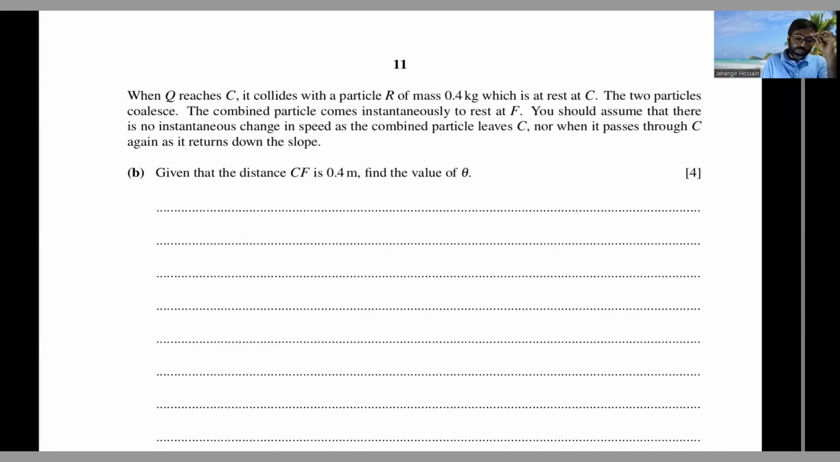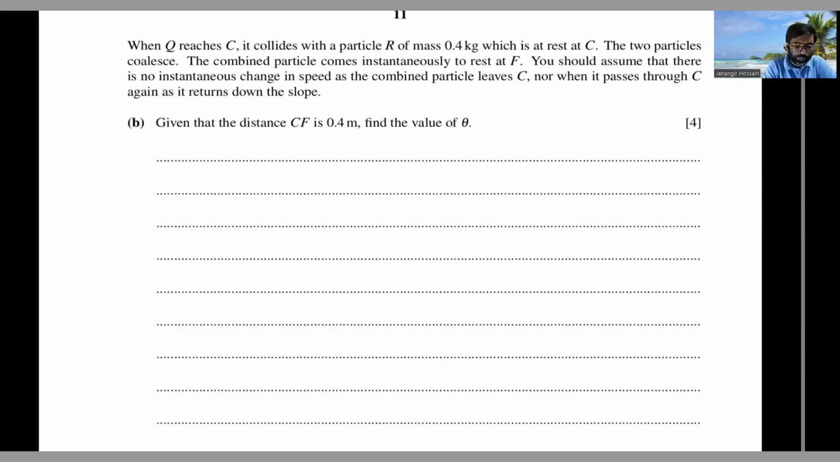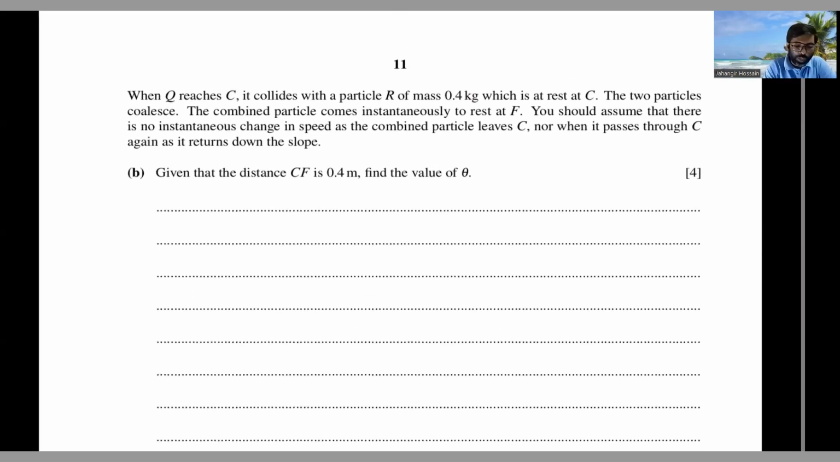Now, you should assume that there is no instantaneous change in speed as the combined particle leaves, nor when it passes to C again as it turns down the slope. Okay. Given that the distance CF is 0.4, you have to find the value of theta. To find the value of theta, first we need to find the combined speed with which Q and R move together.